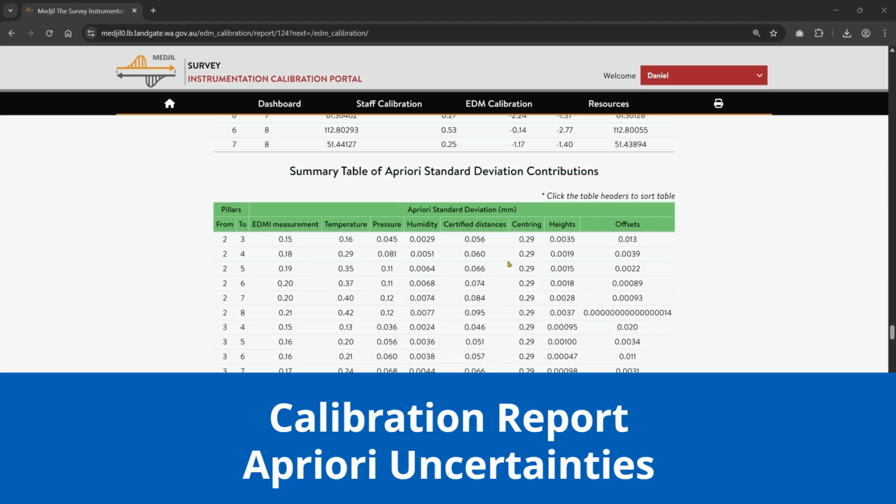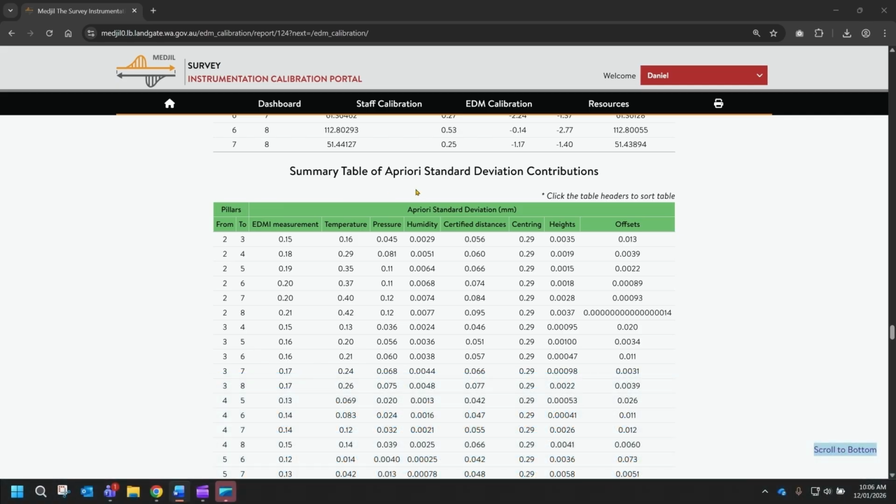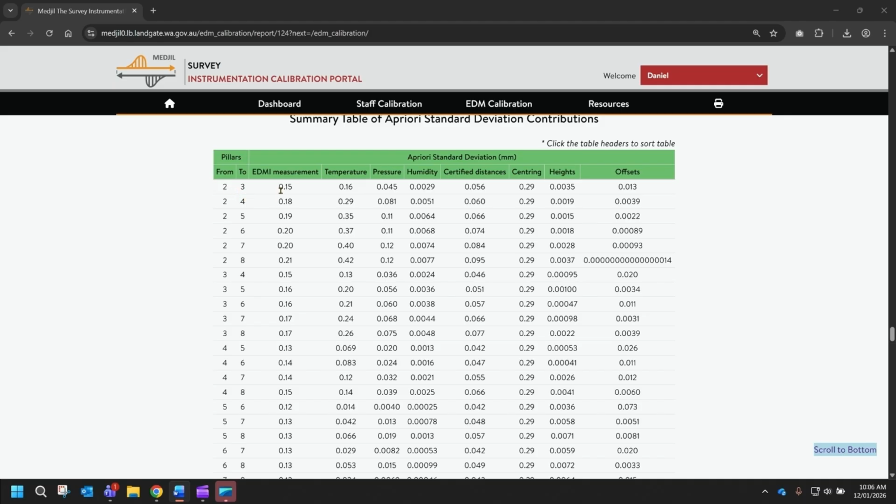Next, we have a summary table of Apriori standard deviation contributions. So this is representative of the Apriori standard deviations or uncertainties that are basically being populated, some of them through the uncertainty budget and some of them through other sources that are being attributed to each of your observations. So here we go from pillar 2 to 3. We've got the EDMI measurement uncertainty is 0.13, and we've got temperature, pressure, humidity, certified distance, centering, height, offset. So this is basically representing the uncertainty of the measurement from all the different sources, which gets combined together to become the weighting in the least squares adjustment.